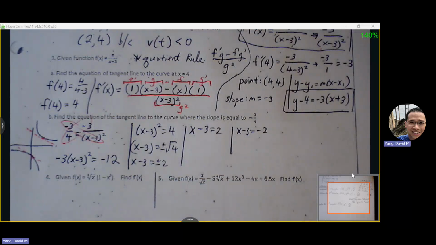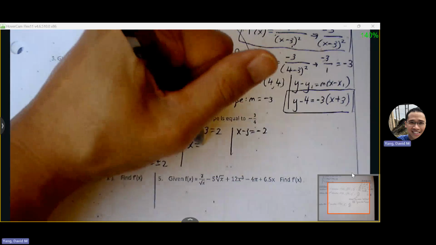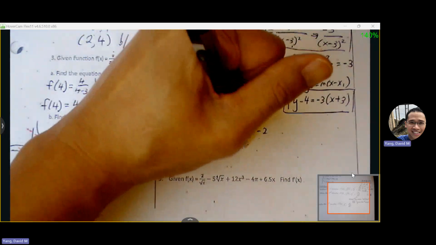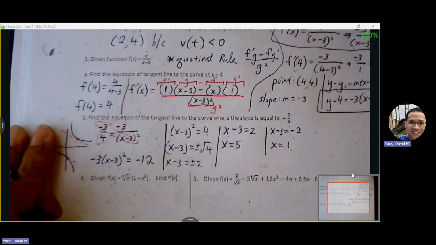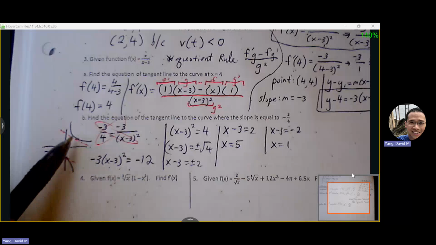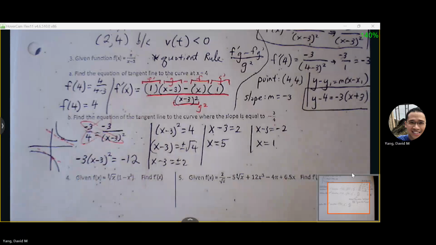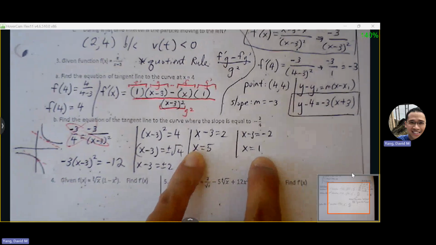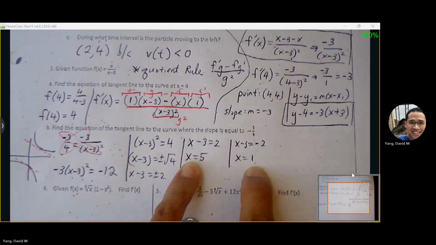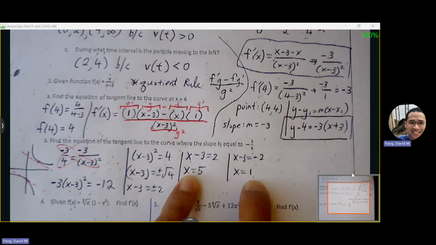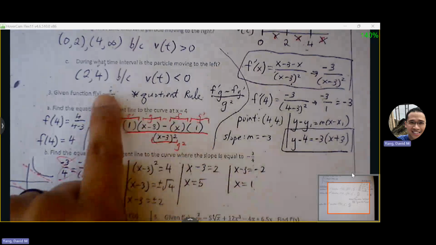So we get x equals 5, and we get x equals 1. So we can expect two different locations where the graph is experiencing a negative slope of 3/4. So now I can plug the 1 and 5. How can I find the ordered pair? Back into the what? Into the original function, right?